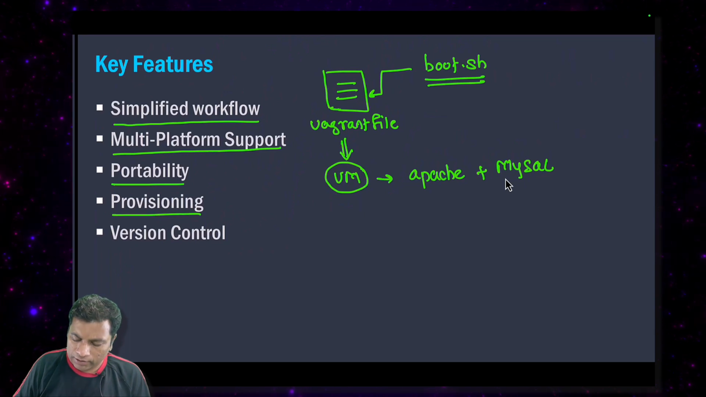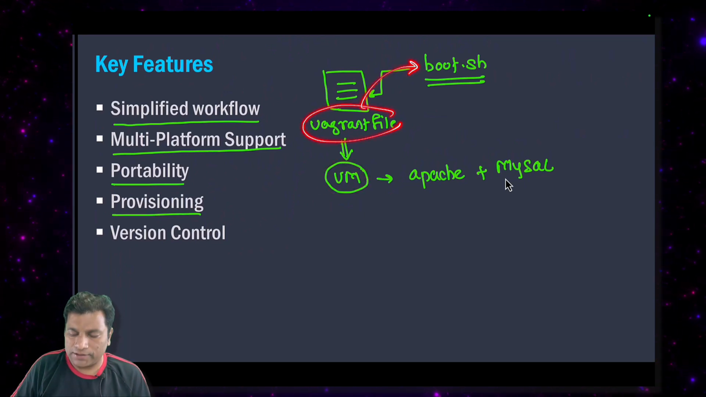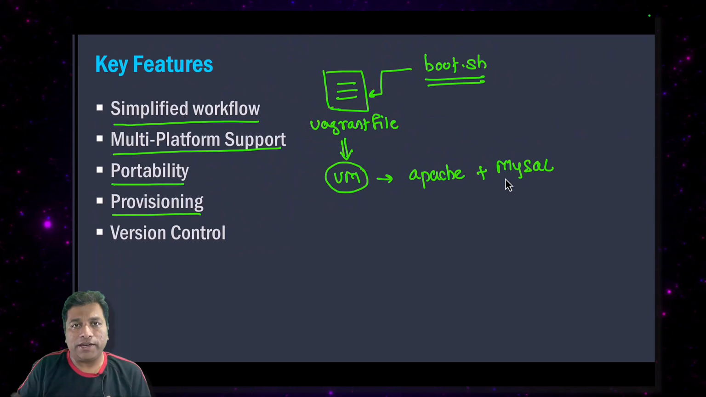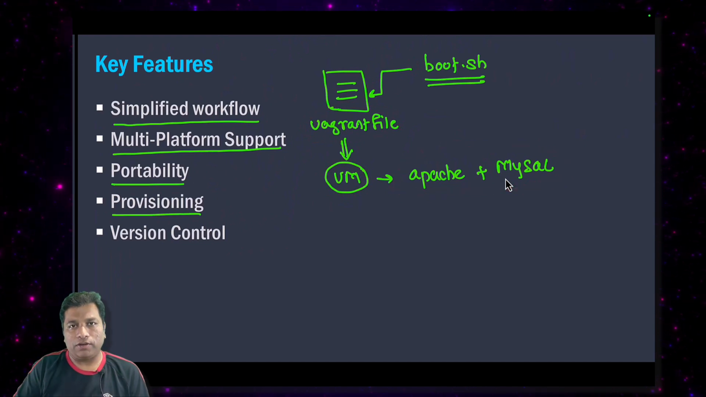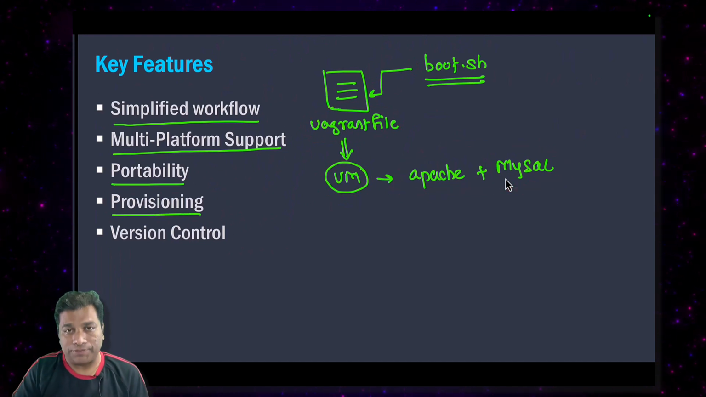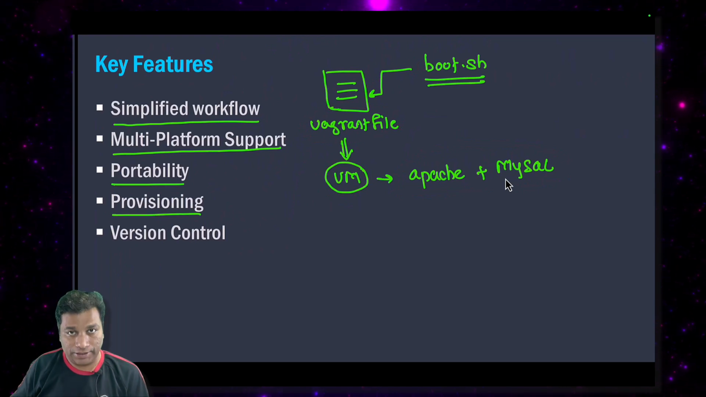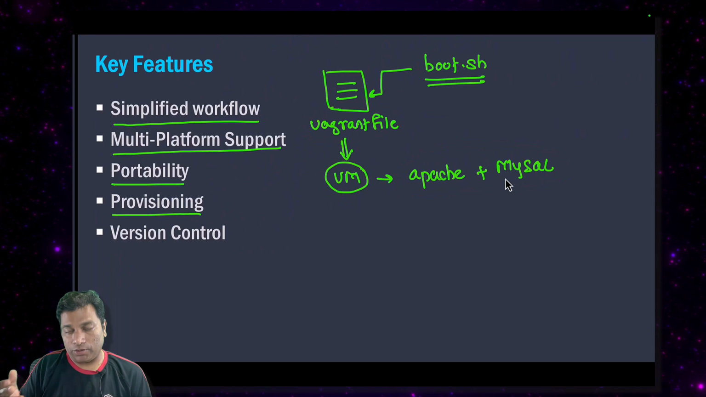So when the VM is getting created, the Vagrant file, having access to boot.sh, will automatically start executing all the instructions and will create the virtual machine by installing Apache and MySQL right at the time of installation. So when I boot for the first time, I will have Apache and MySQL ready. I don't have to waste any of my time installing all of these tools again manually.